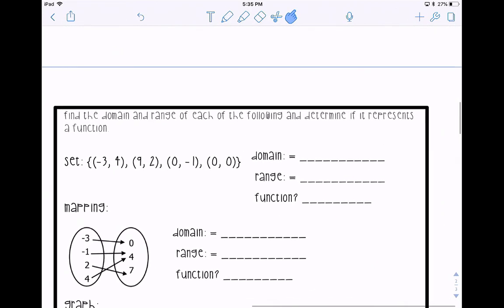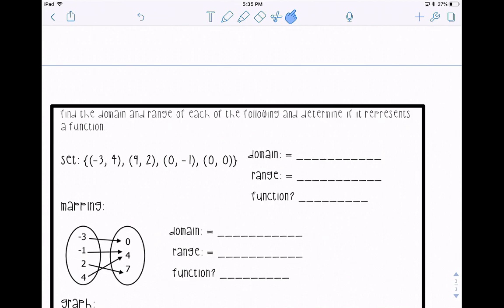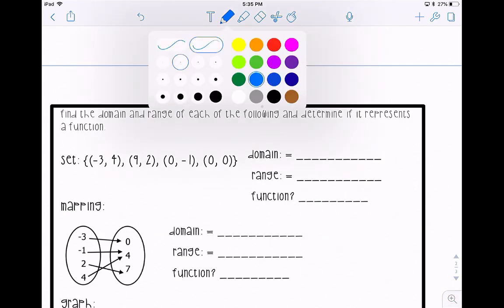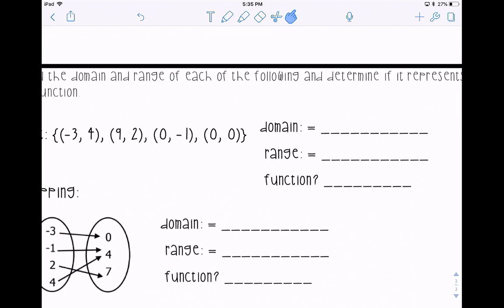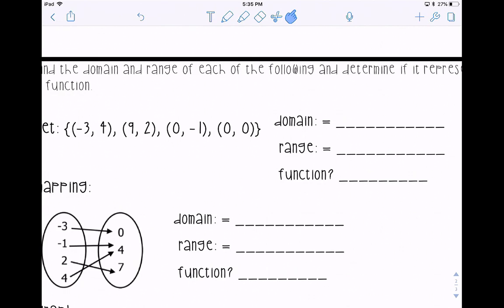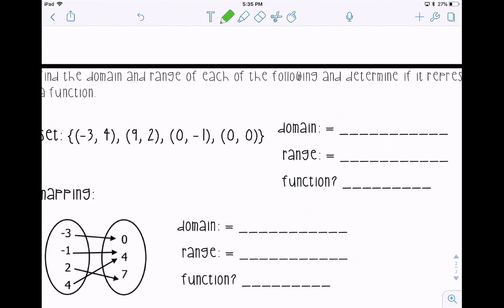So it says, find the domain and range of each of the following and determine if it represents a function. So we did function last week, so hopefully you remember that. Again, a function is when x does not repeat. So looking at this set of data, my domain, again, domain stands for x. When it's a set, we're going to actually list it out. And we're going to write it as a set. So I'm going to do a squiggly bracket. I'm going to zoom in a little bit here.